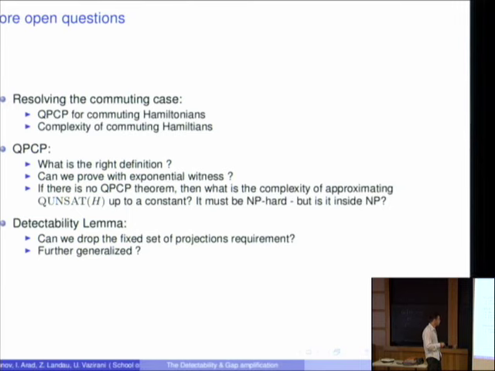And for the detectability lemma, it's interesting to see whether we can drop this requirement for a fixed set of projections. This, I think, is probably doable, not too hard. And are there any further generalizations using general Hermitian matrices instead of projections, etc.? So this is it.